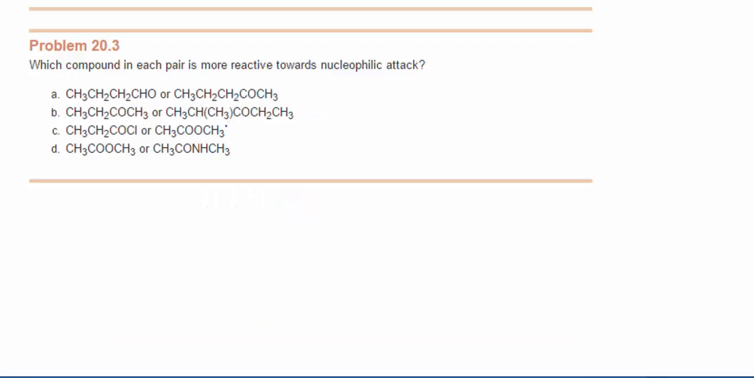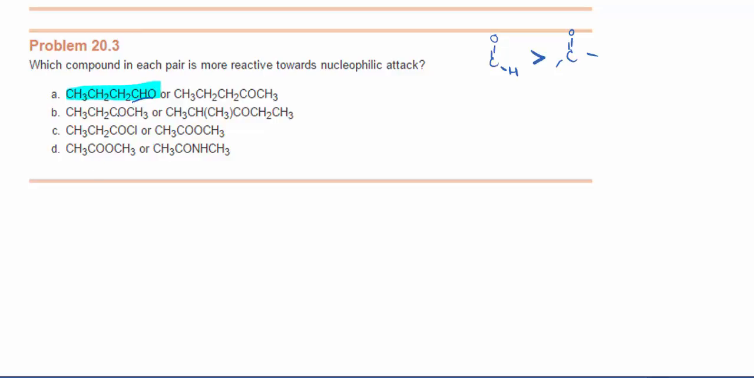Number 3, which compound in each pair is more reactive towards nucleophilic attack? Well, remember that aldehydes are going to be more reactive than ketones, so keep that in mind. And in a carbonyl compound with a leaving group, the better the leaving group, the more reactive. So first, let's analyze for aldehyde versus ketone. Here we have an aldehyde, and here we have an ester. So this is going to be the less hindered carbonyl. This will be more reactive.